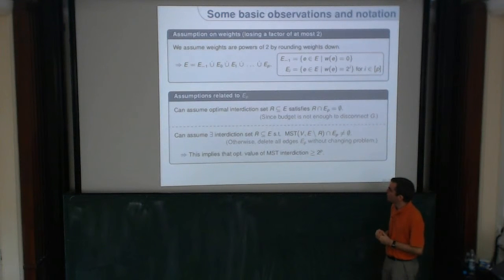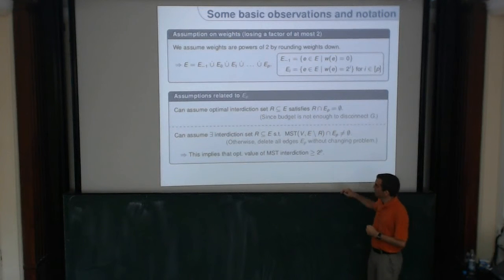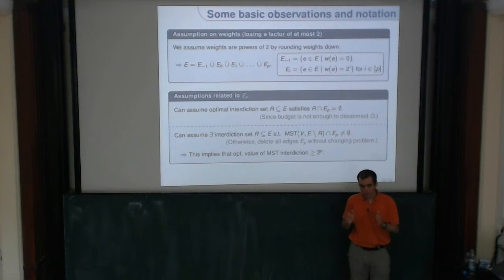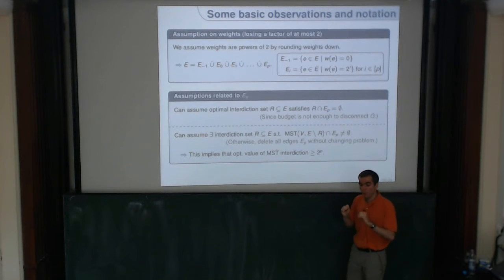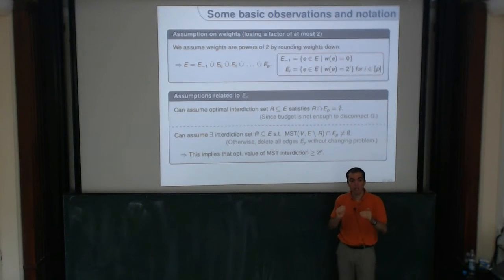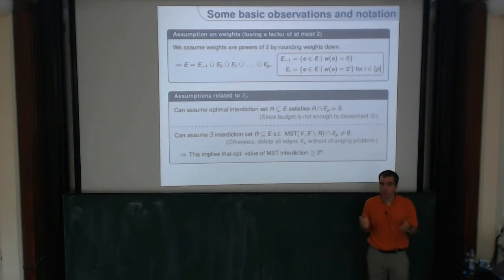Another assumption I'll make is that there is an interdiction set such that you will get a heaviest edge. It's possible to get one of the heaviest edges in an MST after interdiction. So there's a way to interdict edges such that an MST has to use an Ep edge, an edge of weight 2 to the p. And of course, if this is not the case, then I could just delete all the Ep edges and have the same problem, so I can simplify the problem.